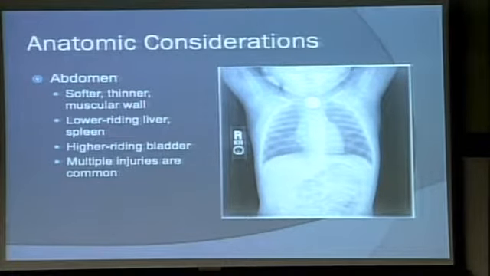Abdomen is soft, thin. Liver is big compared to the rest of them, so it rides very low and can be injured more easily. Bladder's quite high. It can be injured. Multiple injuries are common.